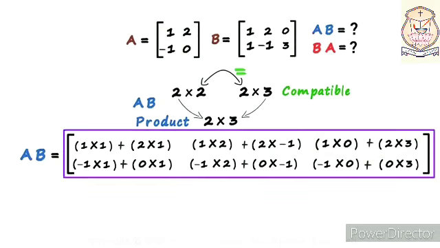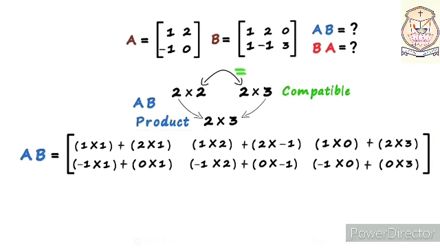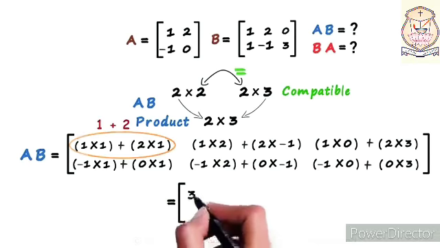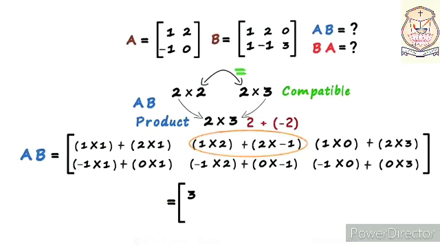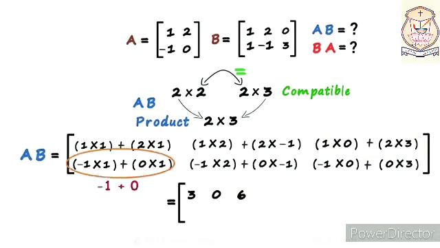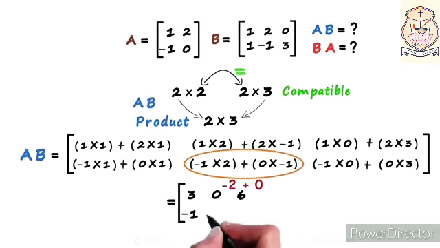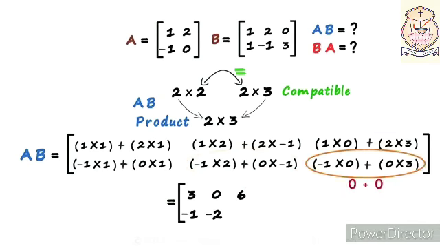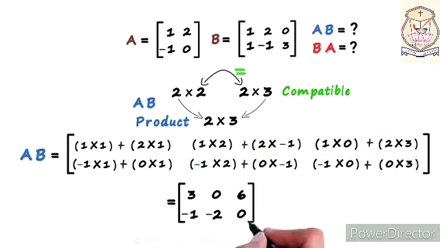This was the part we had to understand well. The rest is just plain simple calculation. Let's see what we get as the product. This will be 1 plus 2, 3. 2 plus minus 2 will be 0. 0 plus 6 will equal 6. Minus 1 plus 0 will equal minus 1. Minus 2 plus 0 will equal minus 2. And 0 plus 0 will equal 0. 2 rows, 3 columns. The order is 2 by 3, the first and the fourth number.